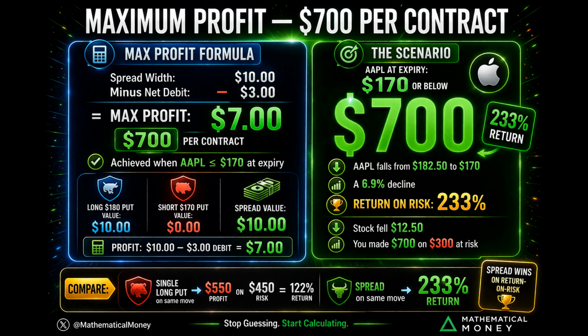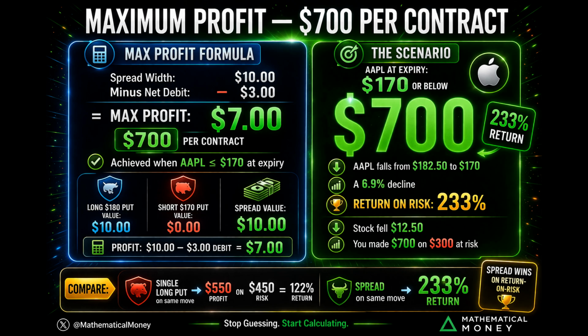The profit and loss diagram for the bear put spread at expiry. Horizontal axis, Apple's price at expiry. Vertical axis, profit or loss in dollars. Starting from the right, above 180, both puts expire worthless and you lose the full $3 debit, a flat loss floor at negative $300. At 180, maximum loss.